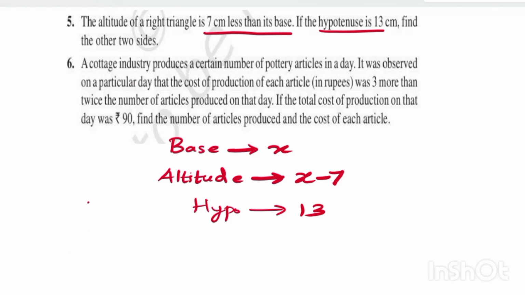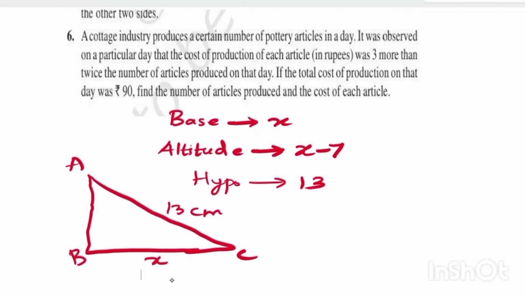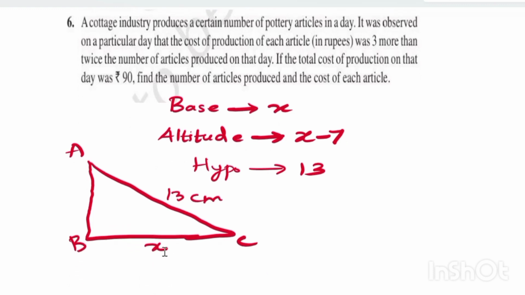I have mentioned in the question that it's a right-angled triangle, right? Right triangle. So let's mark this triangle as ABC. Okay, so they have given the hypotenuse to be 13 centimeter, which means AC is 13 centimeter and the base is x, which means BC we can consider it as x. And what is meant by altitude? Altitude is the height, right? So they have given the altitude to be x minus 7.